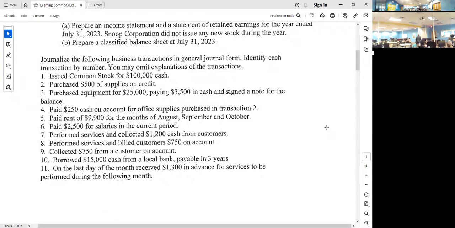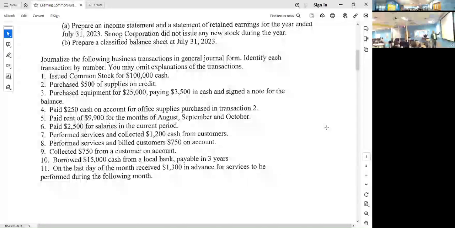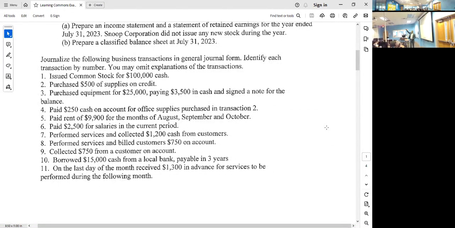You might not have all the accounts up at the top. You might have to create an account depending on the transaction. So all the accounts may not always be up at the top. If you got down here and you needed another account, you may have to create it down in the transaction section.